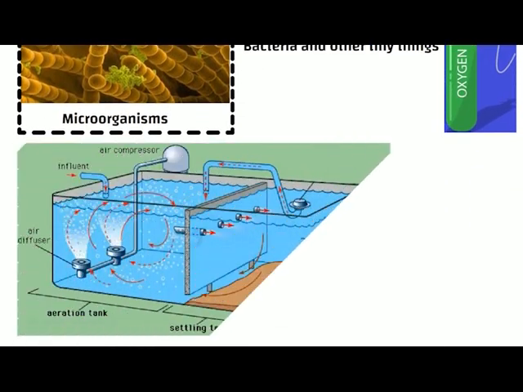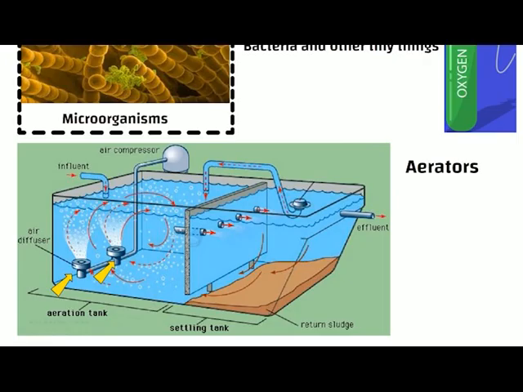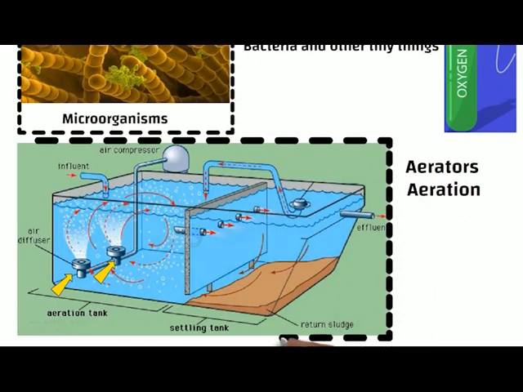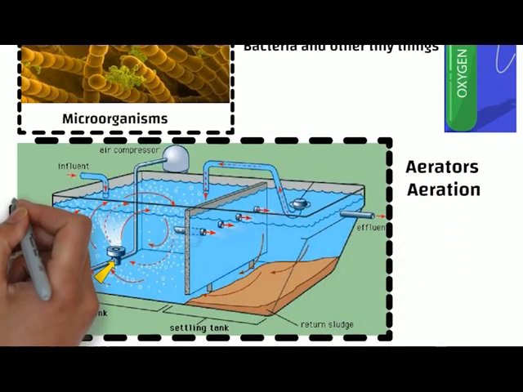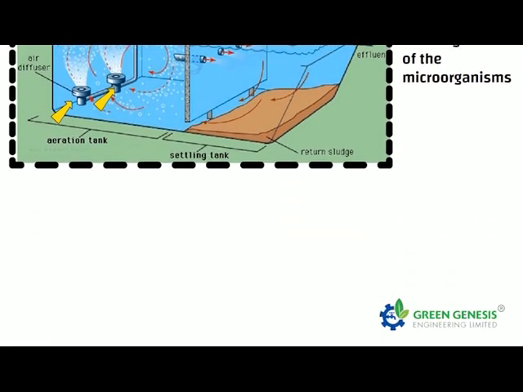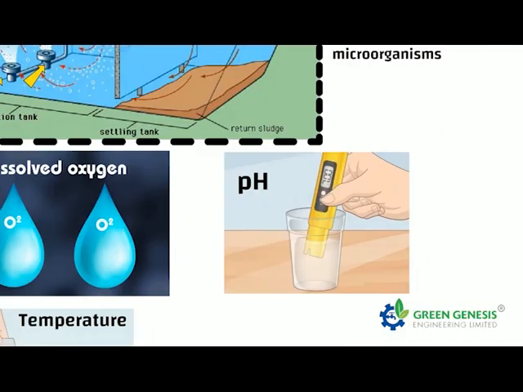So oxygen is added by blowing air into the water using machines called aerators. And this process is called aeration. The aeration process is carefully monitored to ensure that the conditions in the tank are optimal for the growth of microorganisms. This includes monitoring parameters such as dissolved oxygen, pH, and temperature.